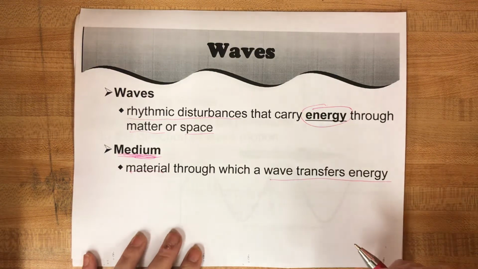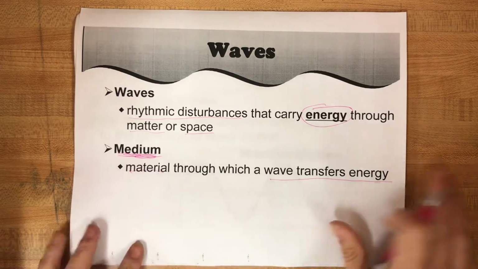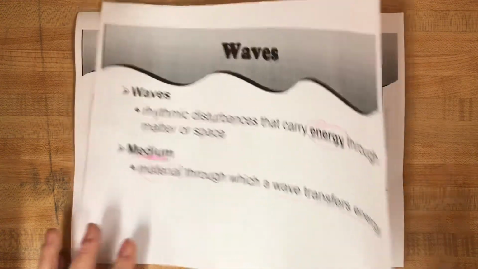A medium, and it's a vocab word there, is the material which the wave transfers energy through. So if you're trying to talk underwater to somebody, the medium would be the water. If you're talking, like right now, me talking, the medium is the air. Okay? So the medium is the material that the wave is transferring through.